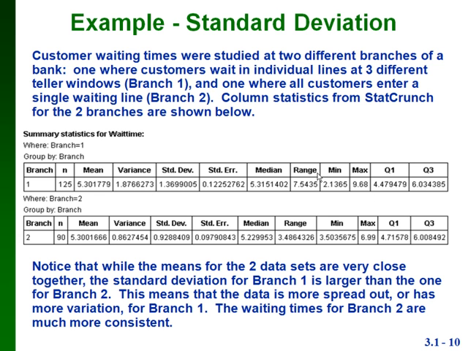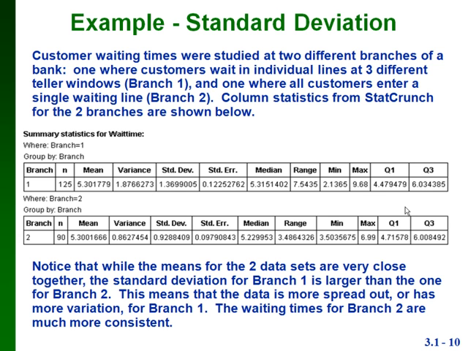So here's an example of comparing the standard deviations of two different sets. We studied customer waiting times at two different branches of a bank, and they had different ways of having customers wait in line. At branch 1, customers waited in individual lines at 3 different teller windows. And at branch 2, all customers entered a single line and then went to whichever teller was available next.